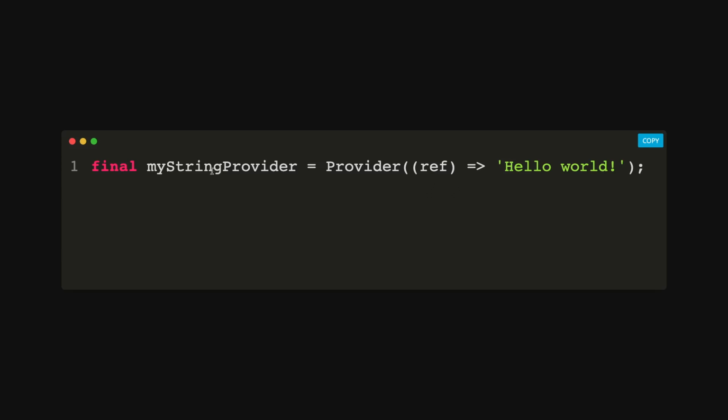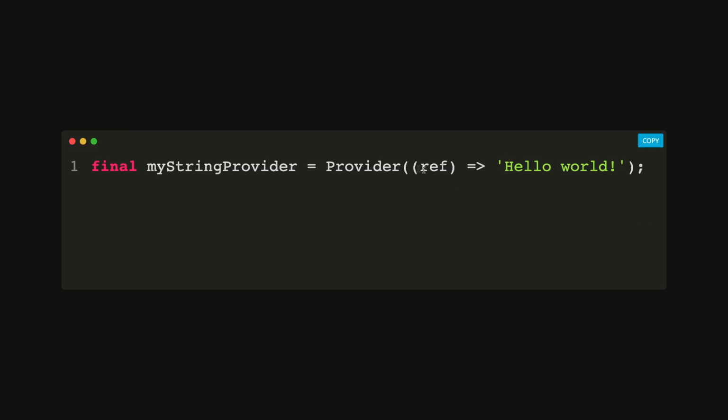We just simply do this. And what are we actually doing here? Well, if we break this line of code down, we are just declaring a provider, giving it a name, myStringProvider. And this provider is the simplest type of a provider, because there are multiple types like FutureProvider, StreamProvider, ChangeNotifierProvider, what have you.